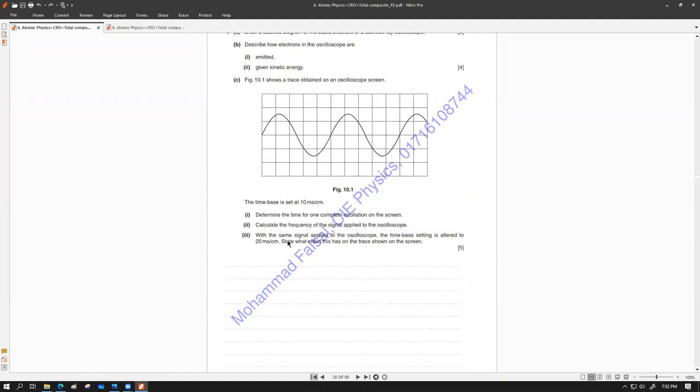It says determine the time for one complete cycle on the screen. So you're just going to write one simple calculation: 5 multiplied by 10 equals 50 milliseconds. You get this mark.